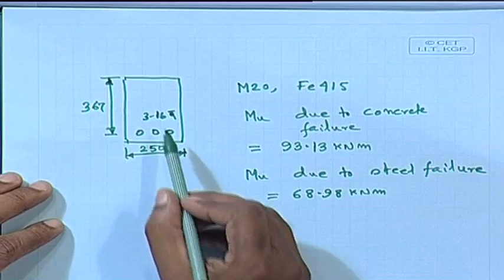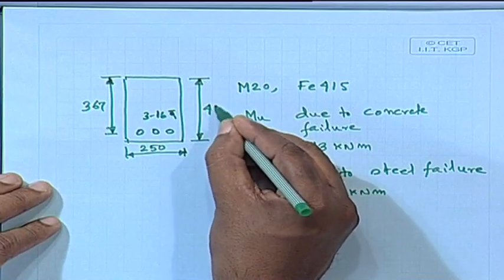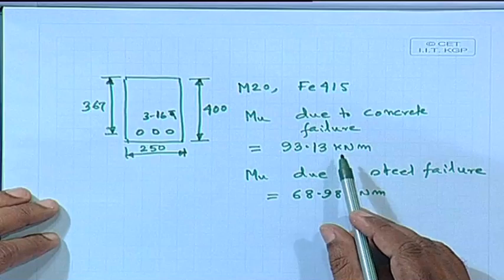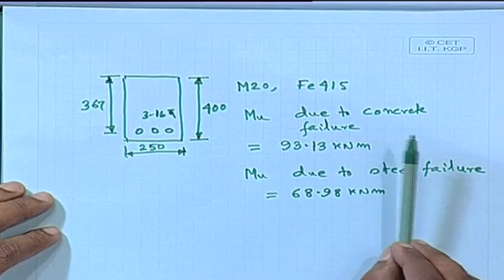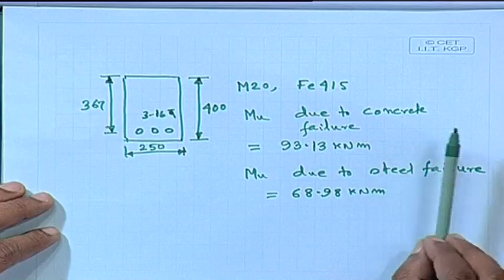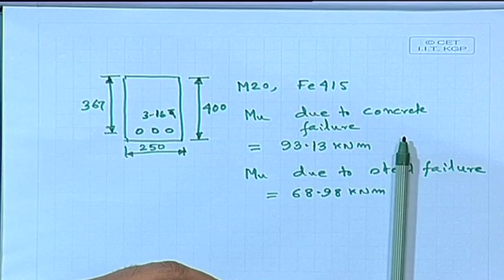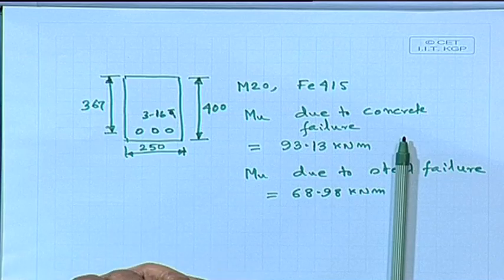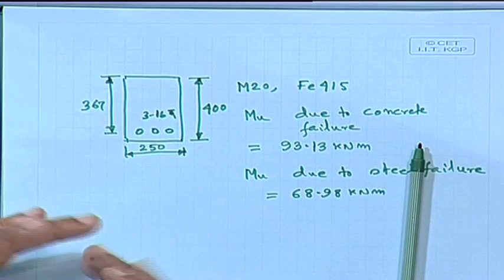We have taken the section, the overall depth 400. We have taken this section and we have got these two values. Our objective should be that we provide the section with 93.13 kilonewton meter in one case, and in the other case we are getting 68.98, almost a difference of 25 kilonewton meter. That means we can add one more bar and check whether it is coming closer to 93.13, or it may exceed also. In that case we have to choose that bar also, instead of that 16 dia we can use 12 dia 4 numbers.